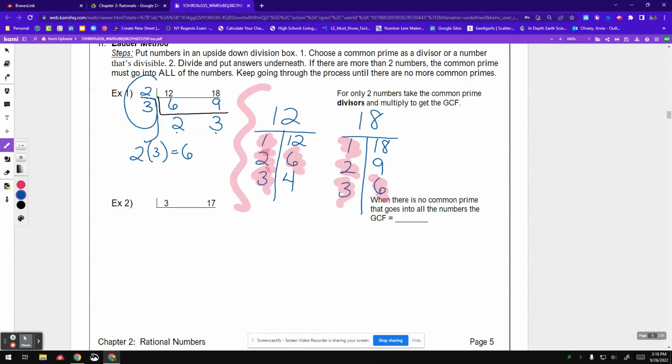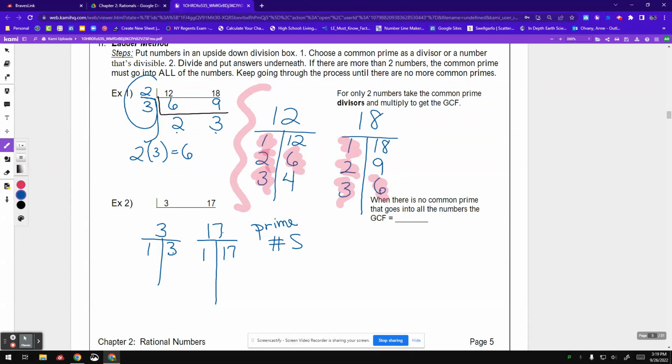What are the factors of 3? The only thing I can think of is 1 times 3. 2 won't go in, and 3 is already there. How about 17? 1 times 17. 2 won't work. It's not even. 3 won't work because 7 plus 1 is 8. 3 doesn't go into that. 4 times 4 is 16. 5, it doesn't end in a 5 or 0. 6, I could keep going, but this isn't going to work. These 2 numbers are both prime numbers.